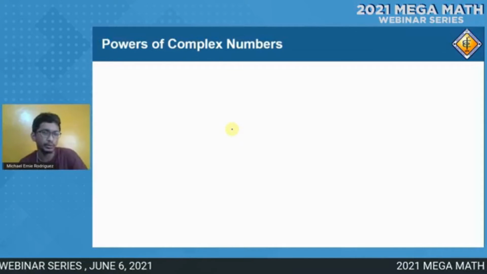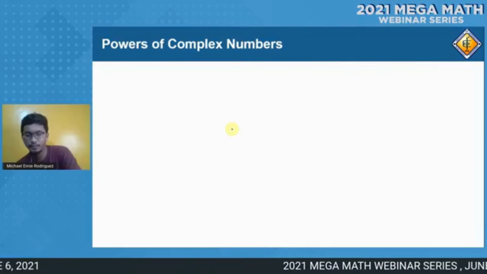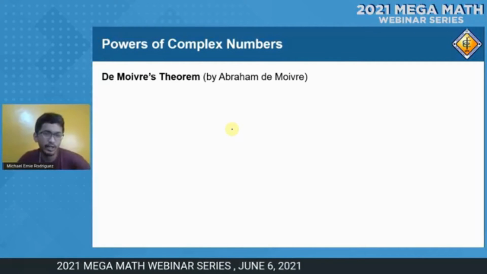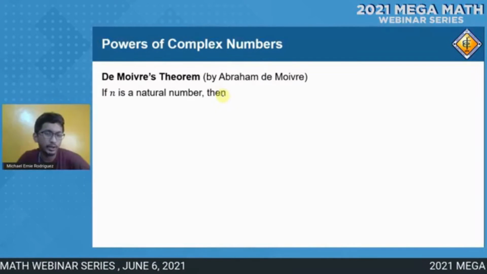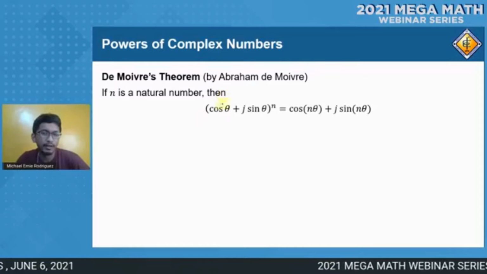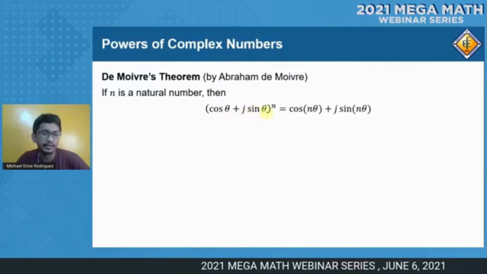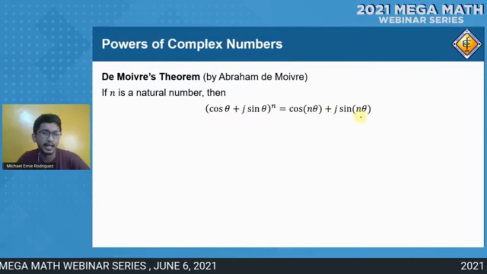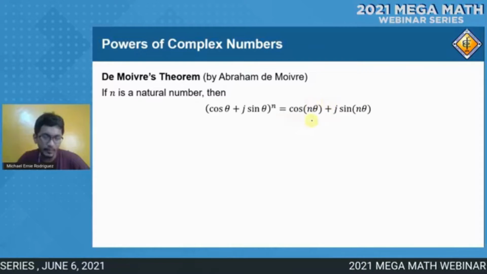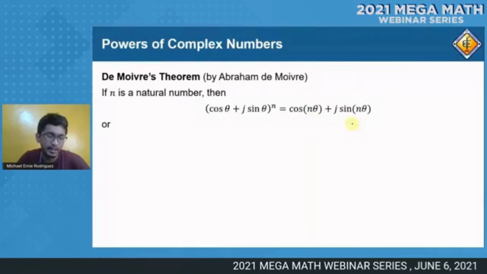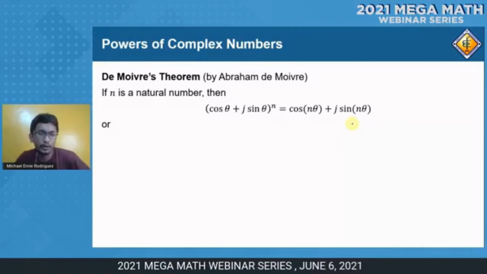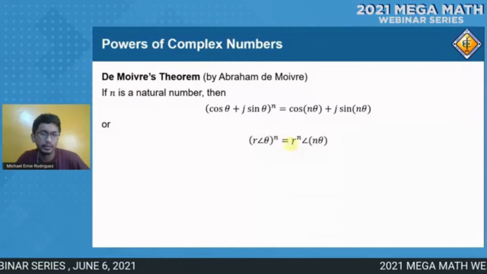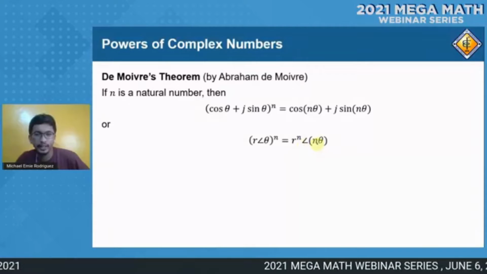So next, we proceed to powers of complex numbers. So this is De Moivre's theorem. According sa theorem niya, we have the quantity cosine theta plus j sine theta raised to n. That is cosine n theta plus j sine n theta. Okay, so this is in trigonometric form. So in polar form, this is r bar angle theta raised to n, that is equal to r raised to n bar angle n times your theta.